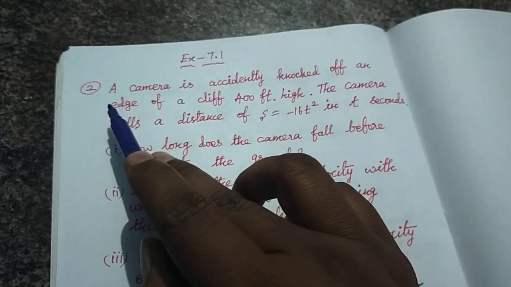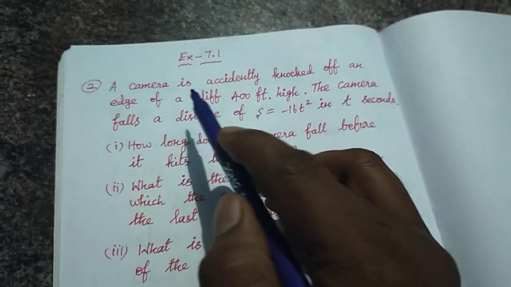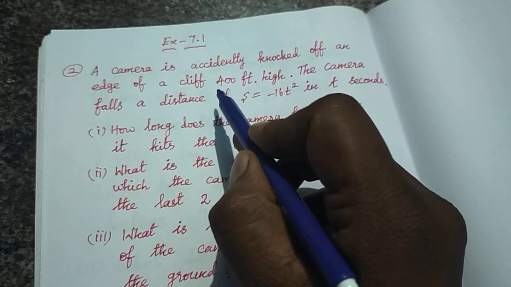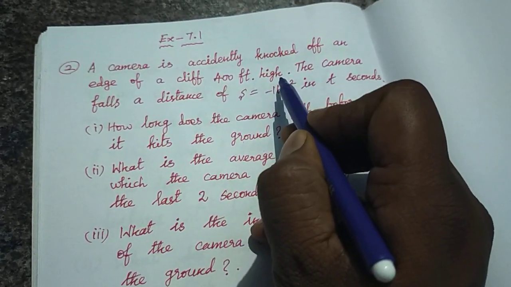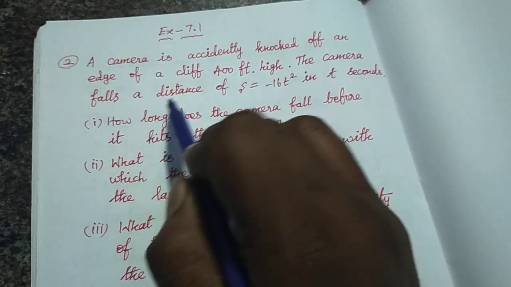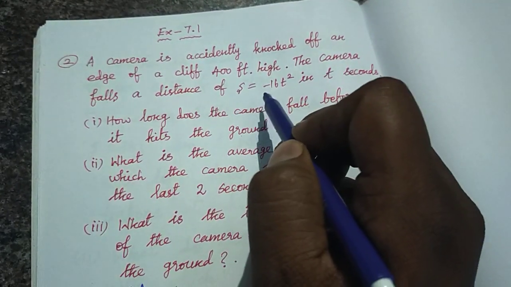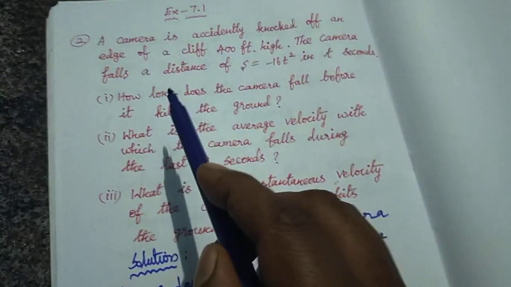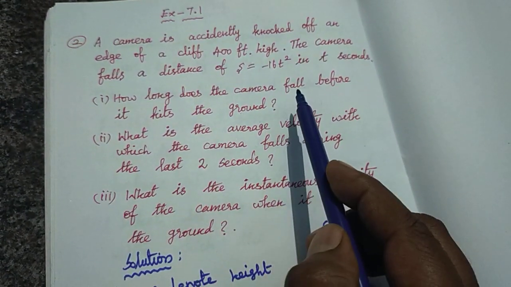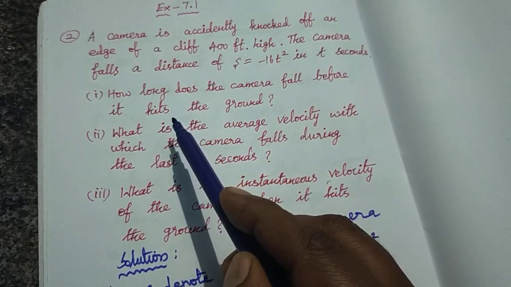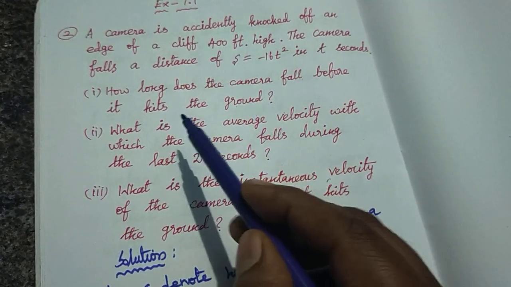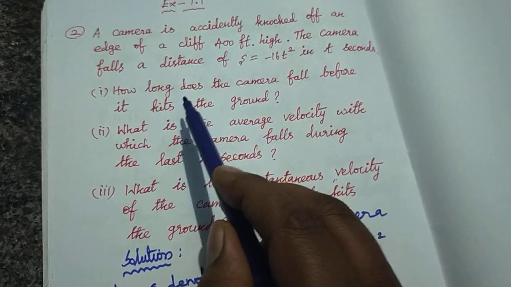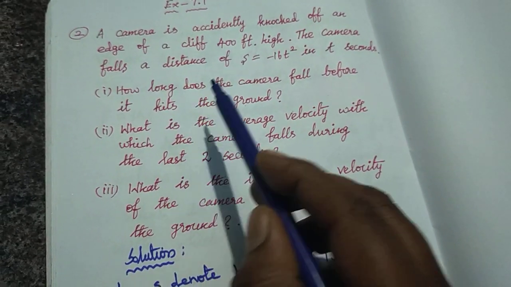Exercise 7.1, second problem. A camera is accidentally knocked off an edge of a cliff 400 feet high. The camera falls a distance of s = -16t² in t seconds. How long does the camera fall before it hits the ground? So first, we are going to find the value of t, the time.